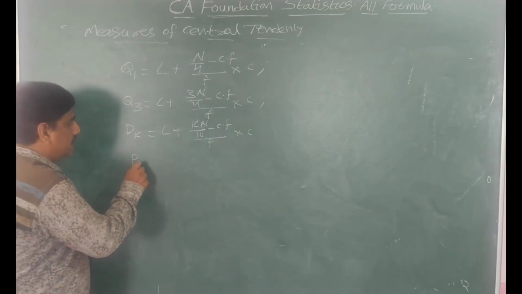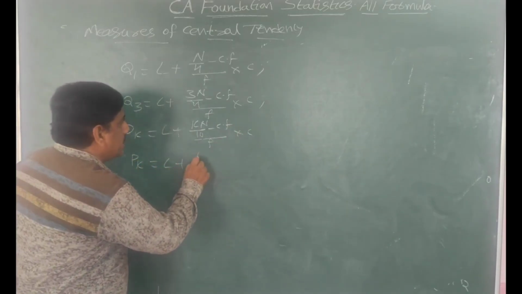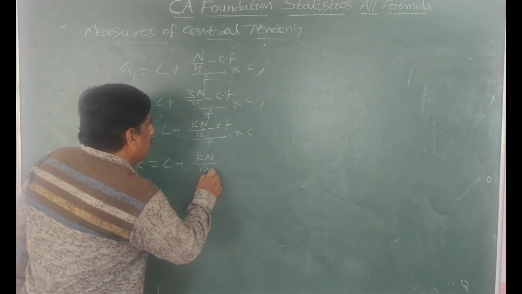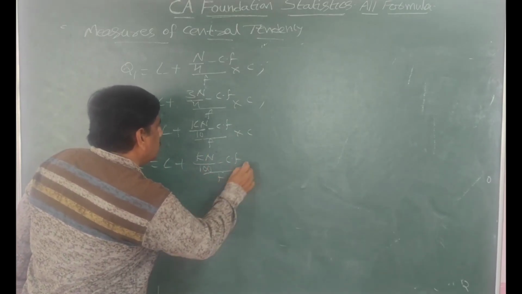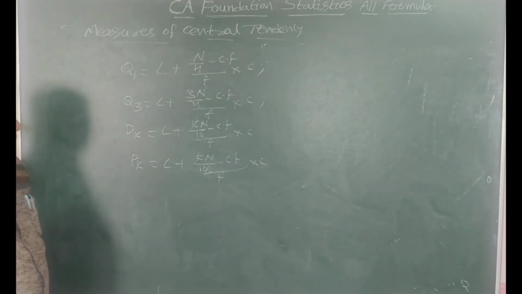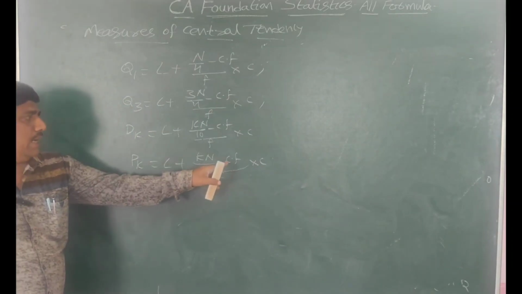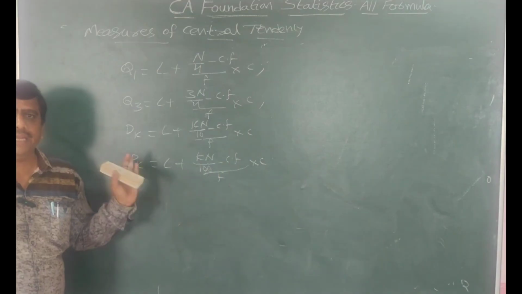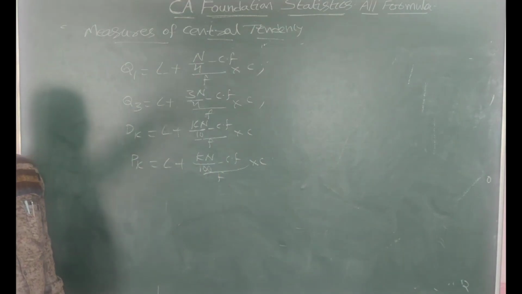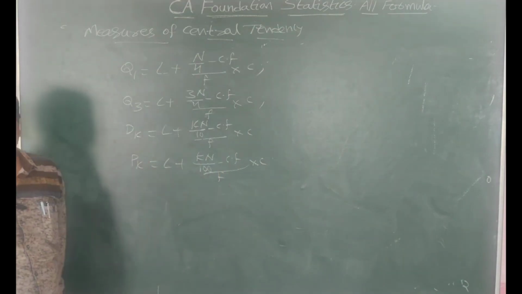Similarly, the kth percentile, Pk, is L plus kn by 100 minus CF by F into C. Okay, if it is the 20th percentile, P20, L plus 20n by 100 minus CF by F into C, where k ranges from 1 up to 99. Up to 99 percentiles you can calculate.